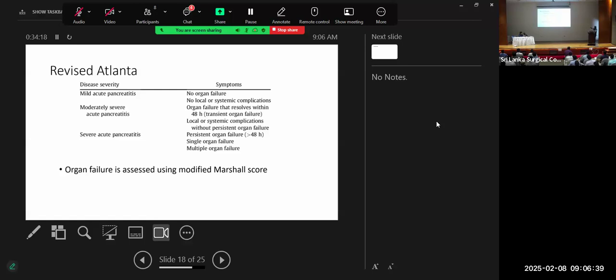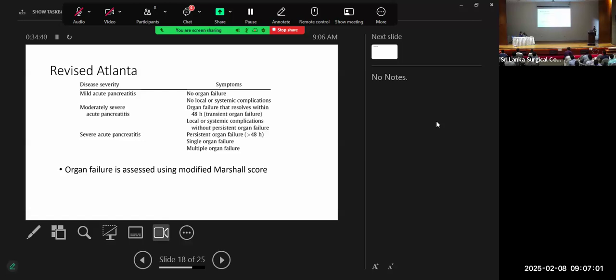So in this scoring system, we are mainly assessing 3 organs: CVS, respiratory and kidney. For CVS we check systolic blood pressure, very simple. And for kidney, serum creatinine. And then respiratory.